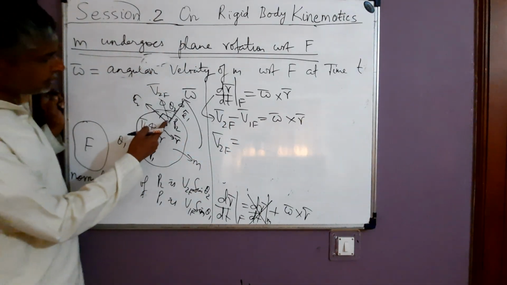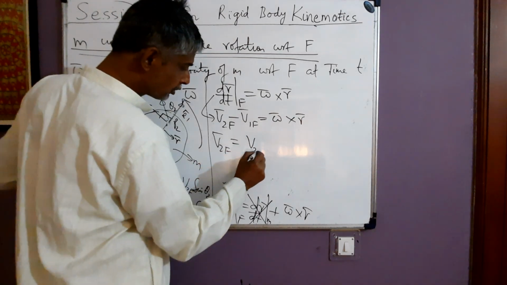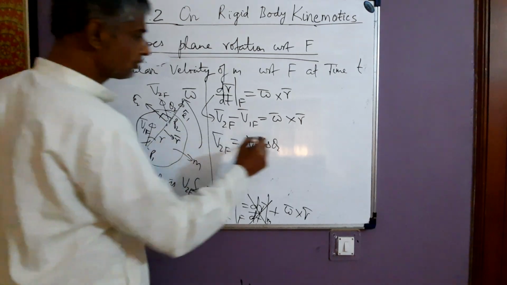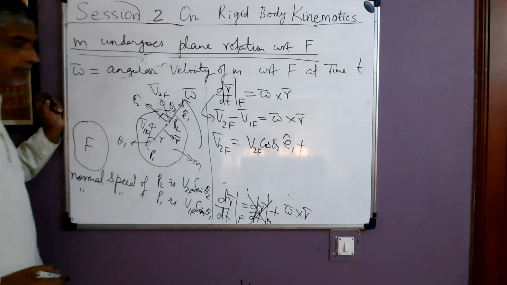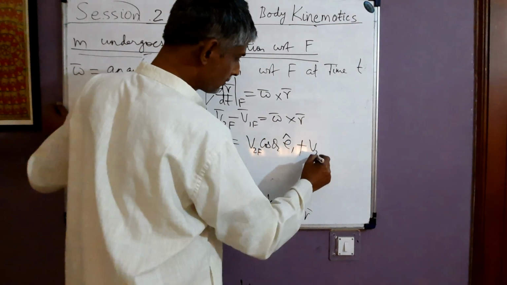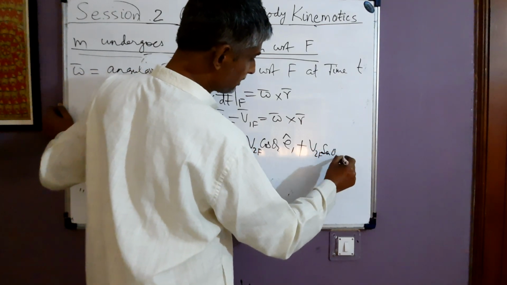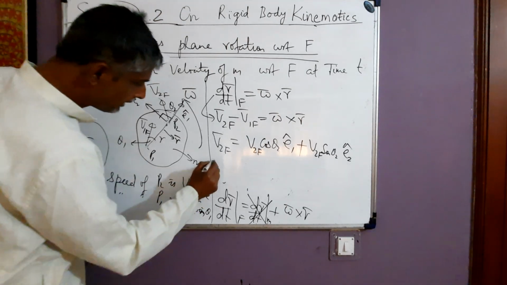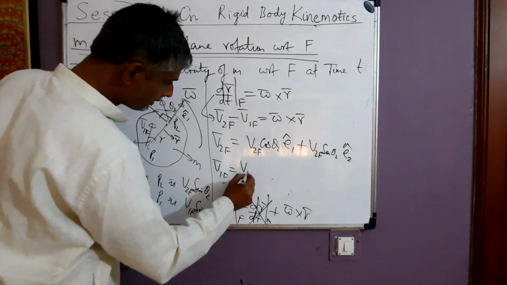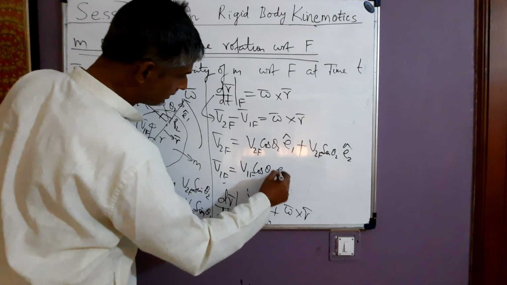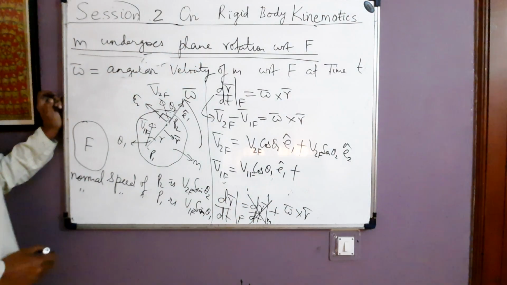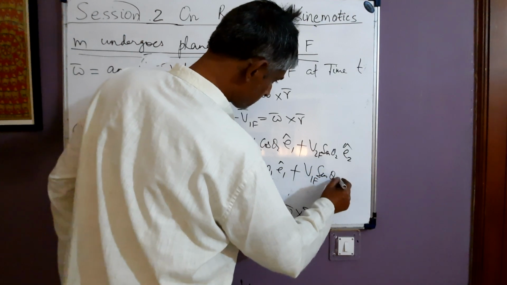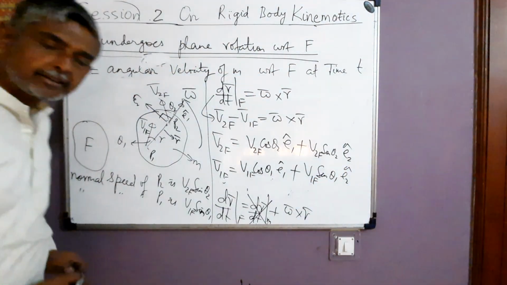Vector V2f is equal to V2f cos theta 2 into E1 hat, by resolution of the vector into its components, plus V2f sin theta 2 into E2 hat. This is V2f. Now how do you write V1f? V1f is equal to V1f cos theta 1 into E1 hat plus V1f sin theta 1 into E2 hat. Okay.